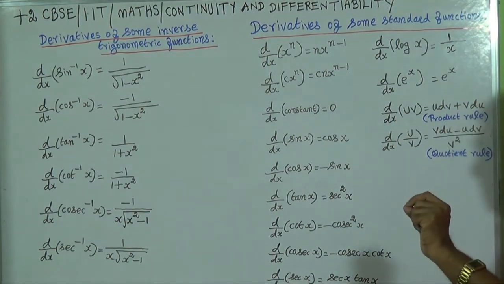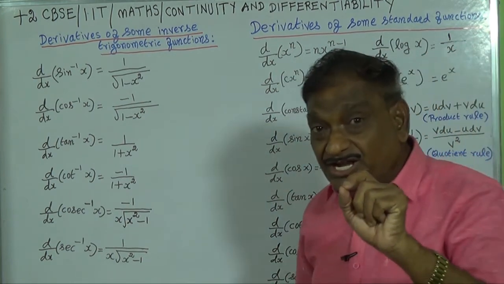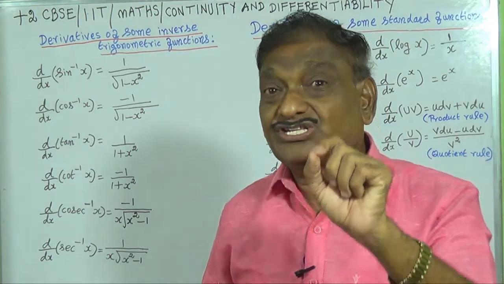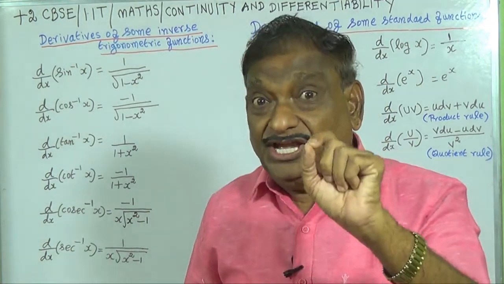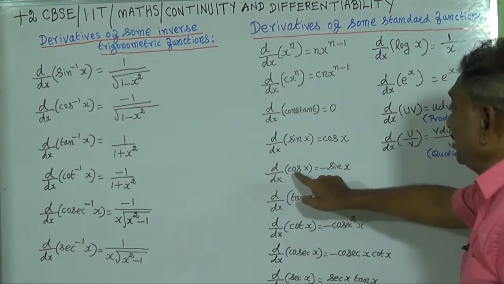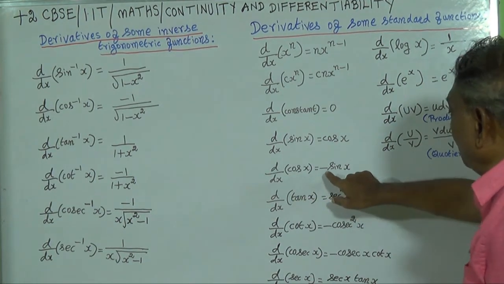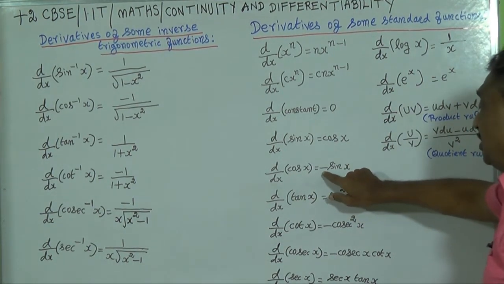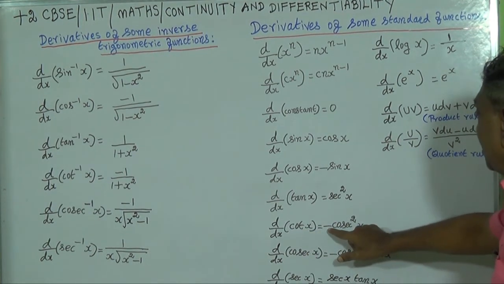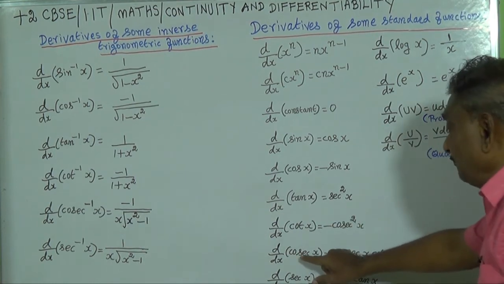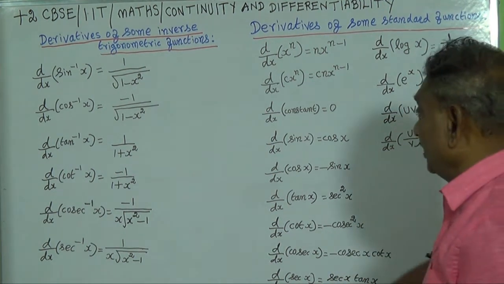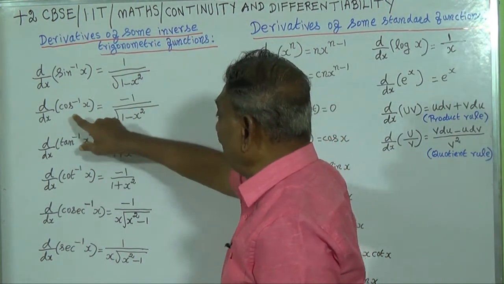On seeing this information, we understand that if the first letter of the function is c, we are getting the minus sign on differentiation. The first letter of this function is c, so that we are getting minus sign on differentiation. The first letter of this function is also c, so that the minus sign has come. In this function also the first letter is c, so we are getting minus sign. Here also we can see that fact.